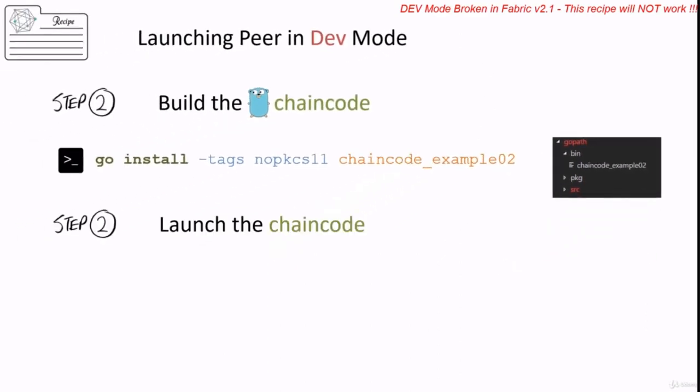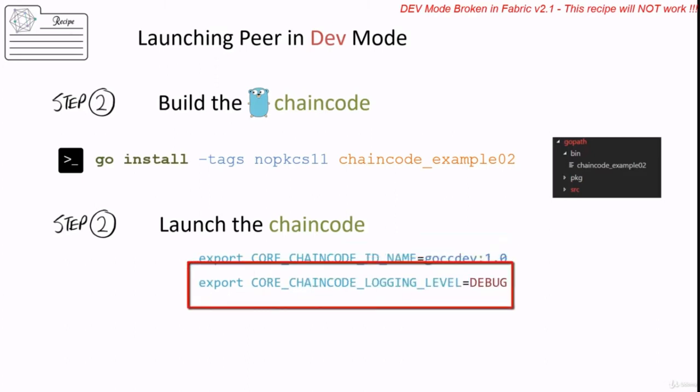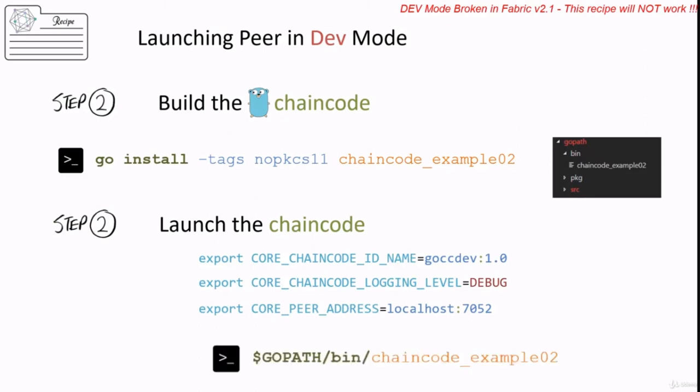But before we can launch this chain code, we have to set up the environment variables. And these environment variables are, first one is the chain code ID name. Here we have to specify the name of the chain code and the version of the chain code in the format name:version. So in our case, we are using GoCCDev as the name. Next environment variable is the logging level. Since we are debugging, it is suggested that you set the logging level to debug. And then we have to provide the peer address, which is localhost:7052. To launch, simply execute the chain code binary, which is available under the bin subfolder.